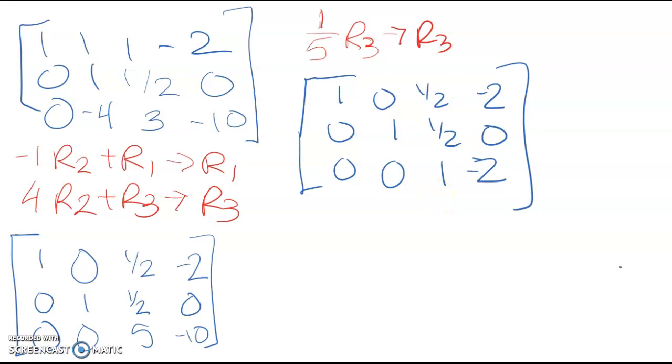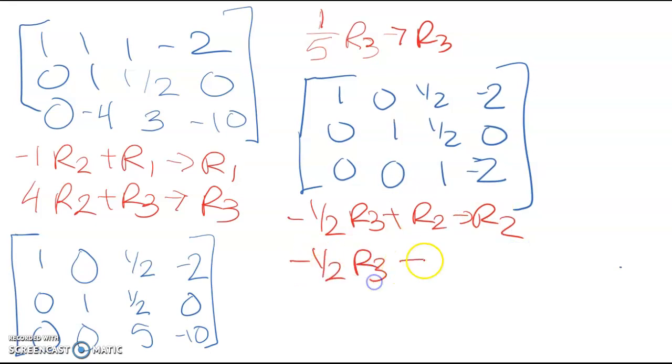Now, for both the last two zeros, we're doing the same thing. So negative 1/2 row 3 plus row 2. And then I'm also going to do negative 1/2 row 3 plus row 1. Right? You're always replacing the one that you want to change. Okay? So I'm going to do each of those, and I'm going to write my answer.